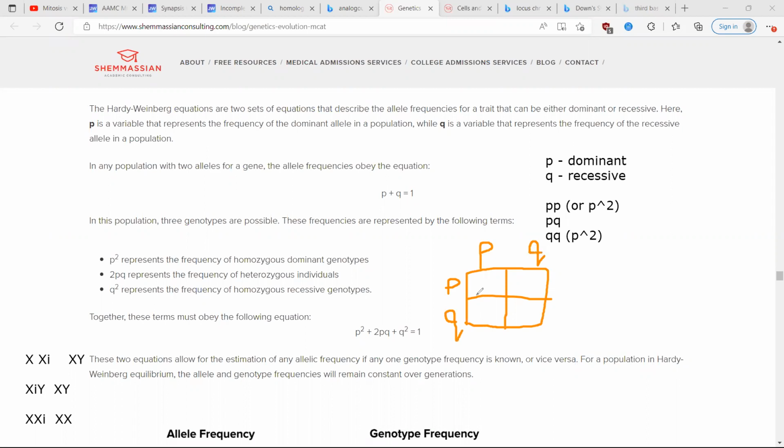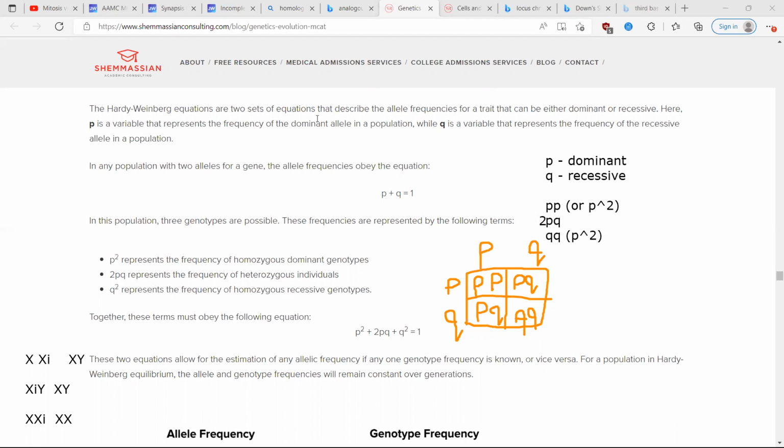Right, the Punnett square, exactly. Because we get P and P here, then we get P, Q here, P, Q here, then we'll get Q, Q here. So that's how we get our 2PQ. So this will account for our whole population.